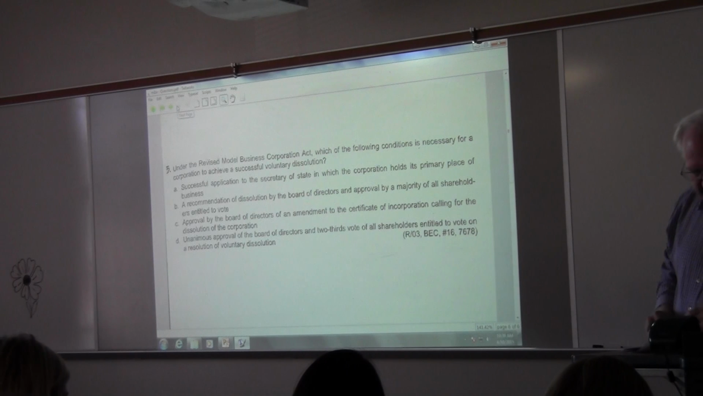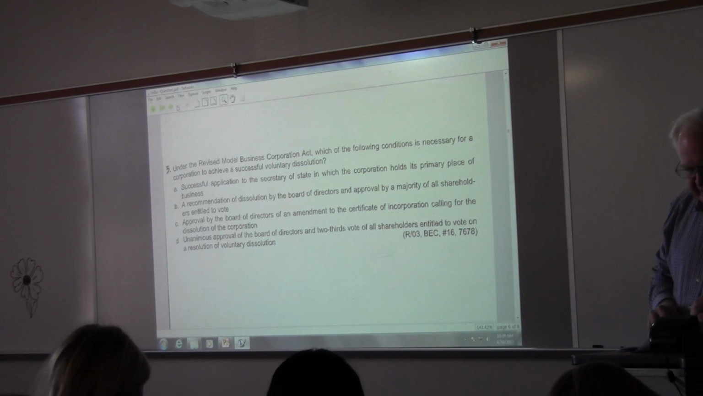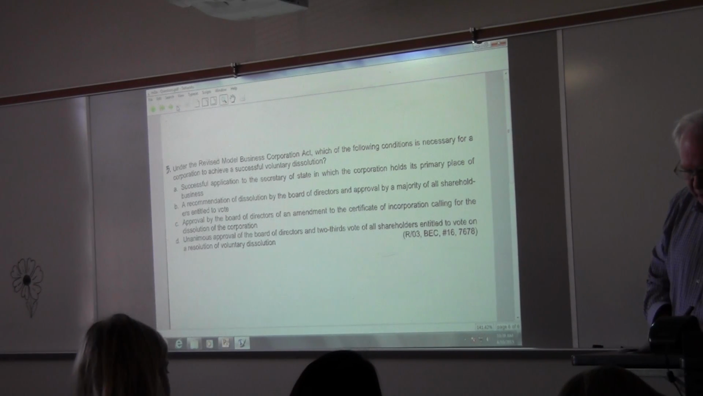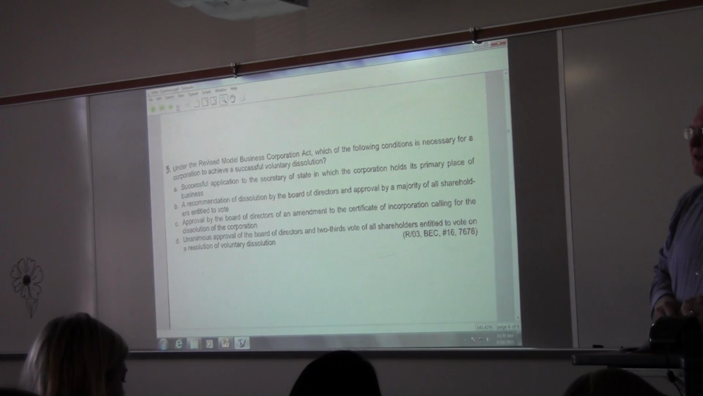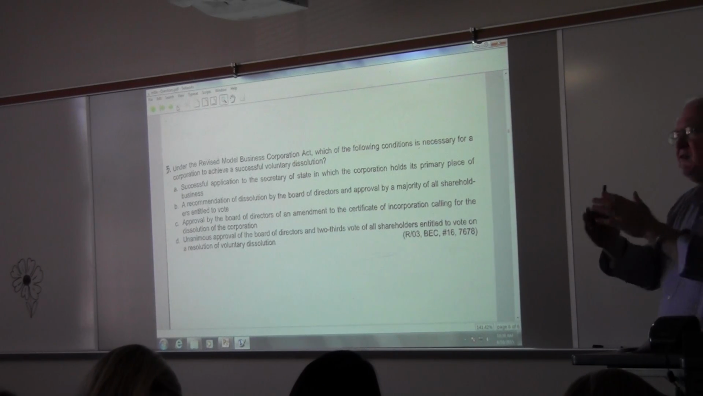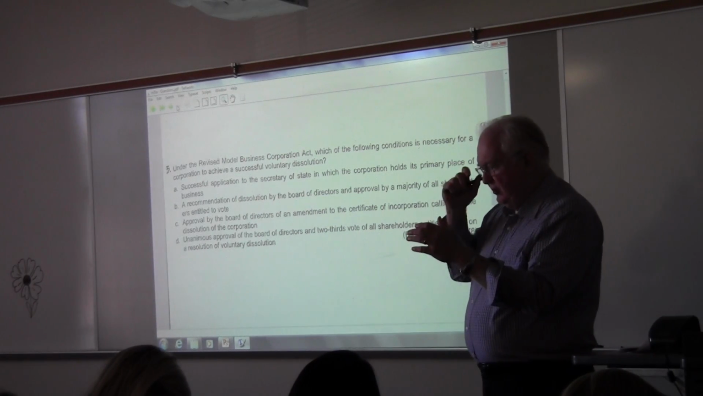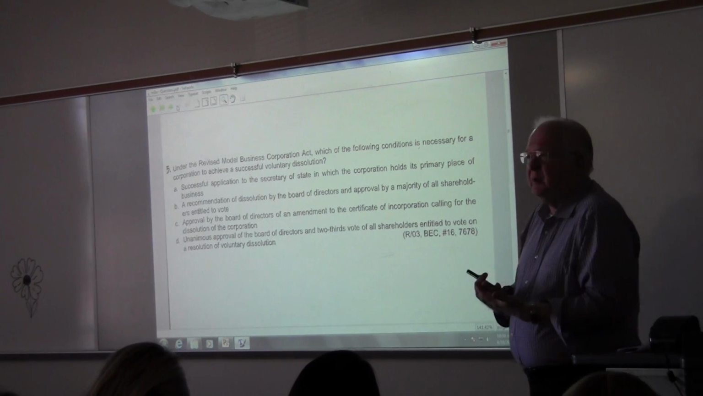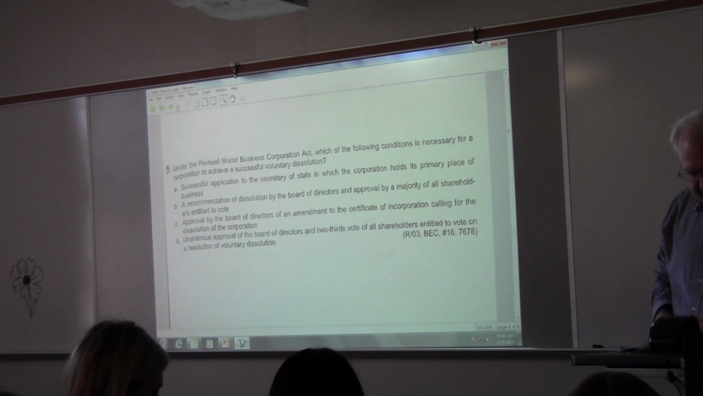The M&Ms, Matt and Megan, under the revised Model Business Corporation Act, which of the following conditions is necessary for a corporation to achieve a successful voluntary dissolution? Successful application to the Secretary of State in which the corporation holds its primary place of business. Megan, let me make you the stockholder. Do you want to vote in this? You're in a corporation, let's say with Matt, and the corporation is deciding to liquidate. Do you want somebody to ask your opinion? Yeah. And I see nothing about shareholders in A, so I don't think that's the right answer.